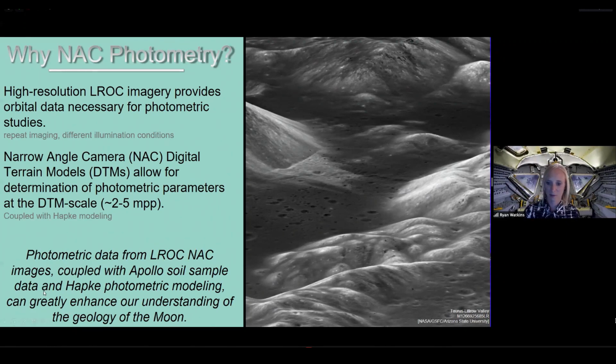And then just at the bottom here, you see that combining photometric data with LROC NAC images, and then coupling this with Hapke photometric modeling and Apollo soil data can really enhance our understanding of the geology of the moon. And hopefully I will convince you of that with the rest of my slides.